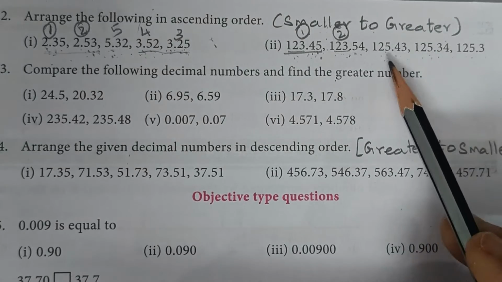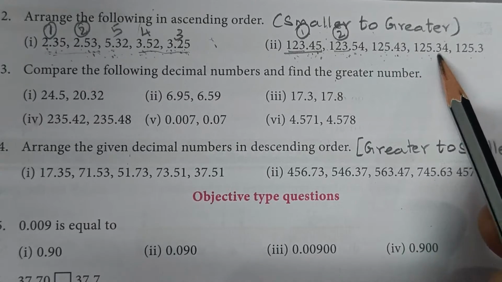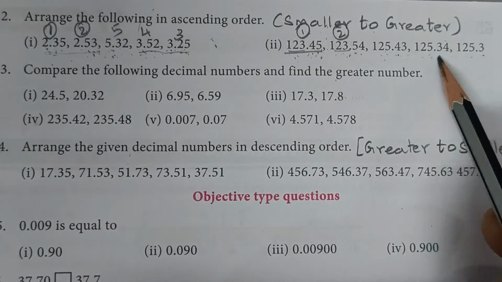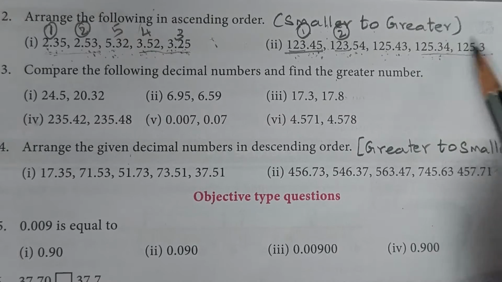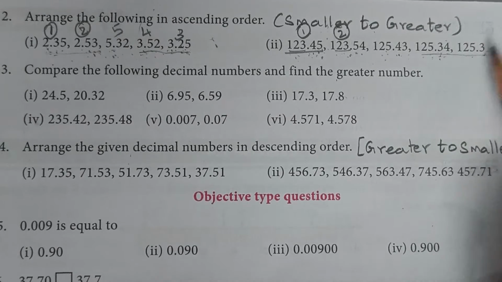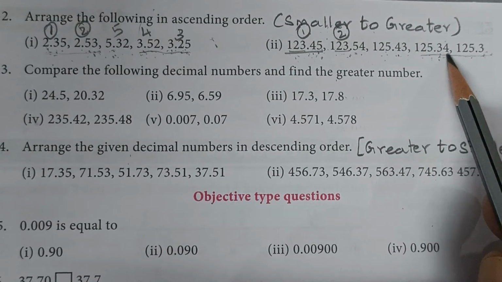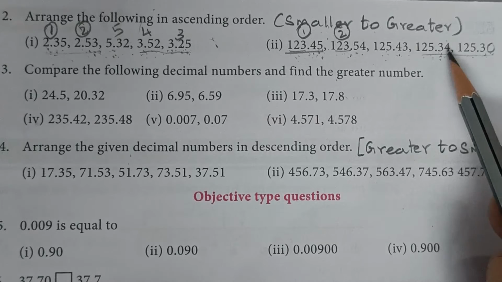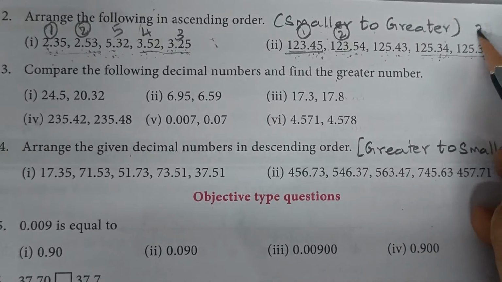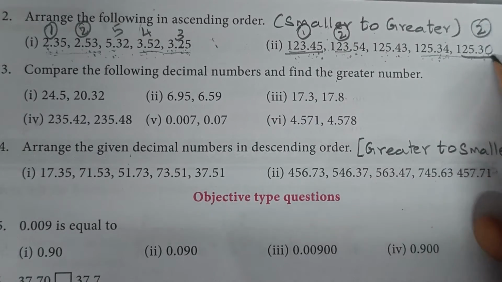Compare the tenths place. 4, 3, 3. Which is smaller? 3. Okay. In 3 itself we have two numbers. So compare the next place in these two. 3 tenth, 3 tenth. Both are equal. Here there is no hundredth. No hundredth means what is it? 0. So which is smaller? 4 or 0? 0 is smaller. So this is the second smallest.